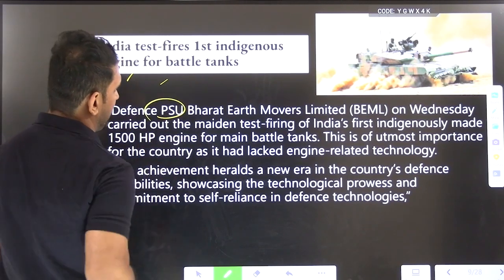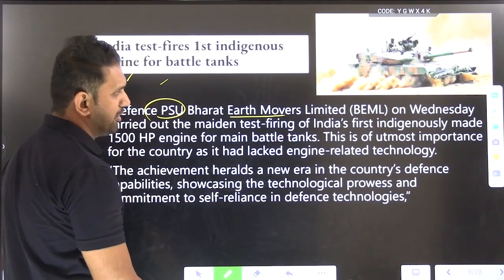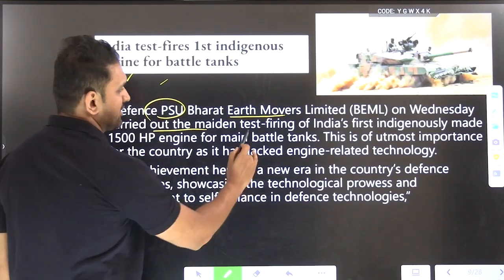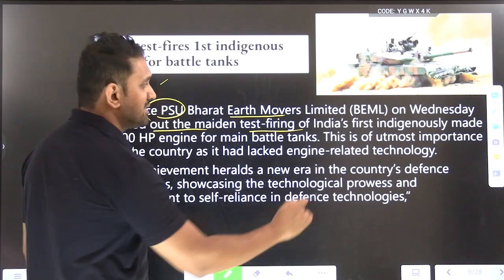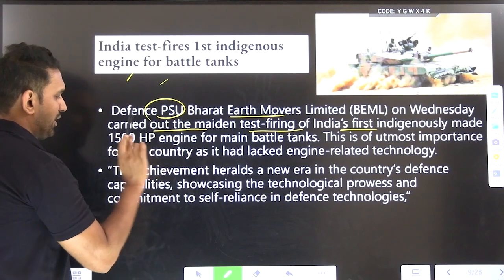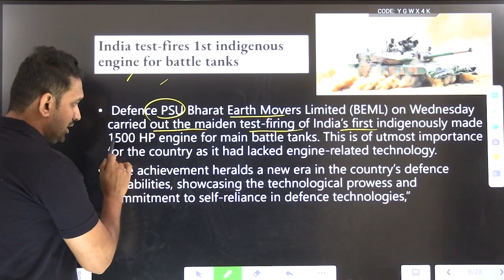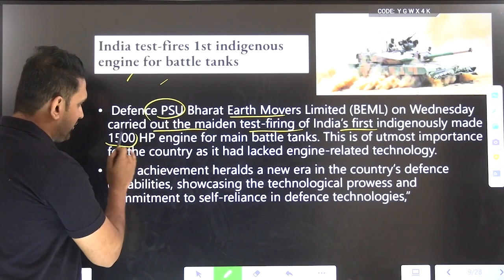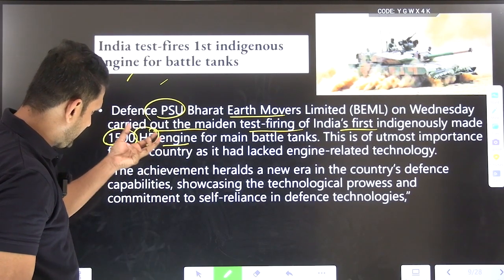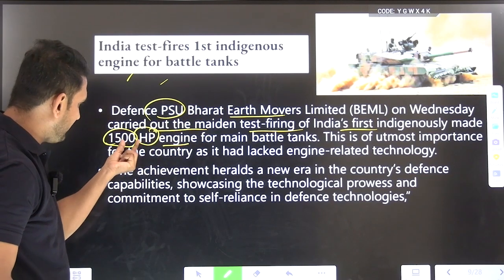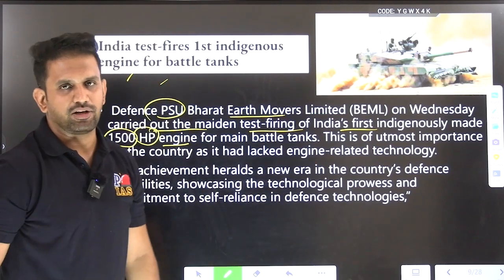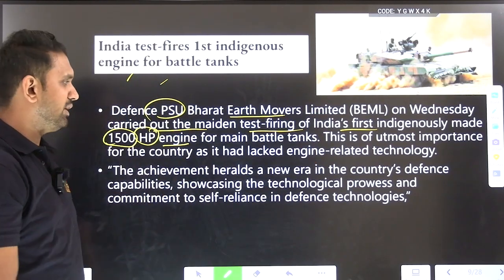Defense Public Sector Unit, Bharat Earth Movers Limited, BEML, on Wednesday, that is yesterday only, carried out the maiden test, the first test firing of India's first indigenously designed and developed tank. For that tank we made what? Engines. 1500 horsepower engines were developed by Bharat Earth Movers. They developed this engine and put it in this tank, and the tank is performing very well. It means our effort is very successful.